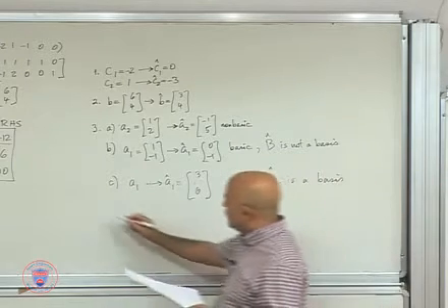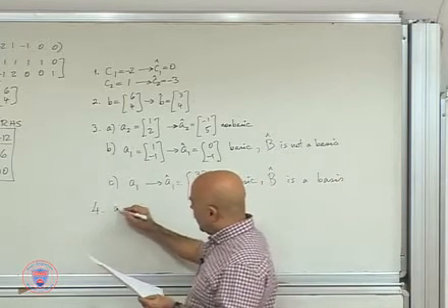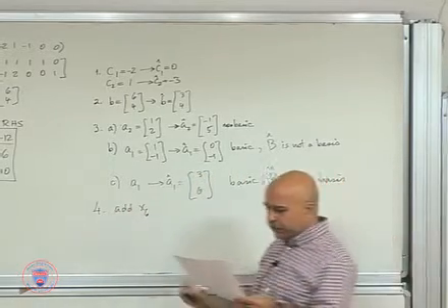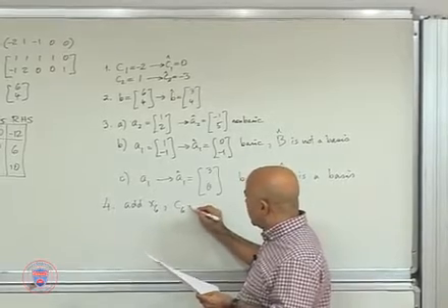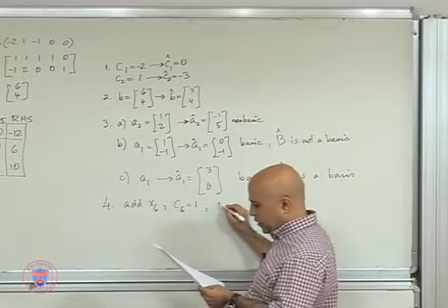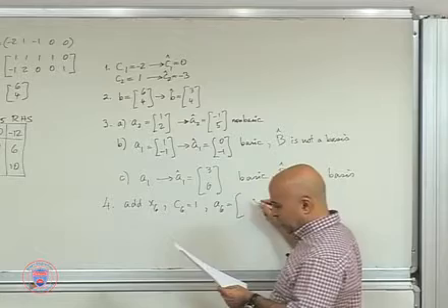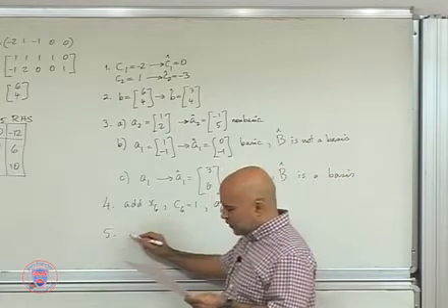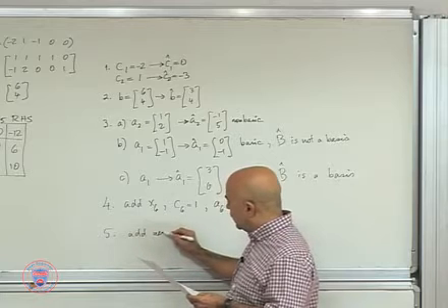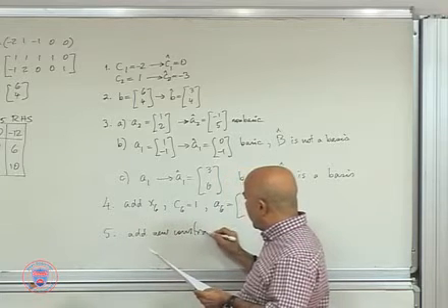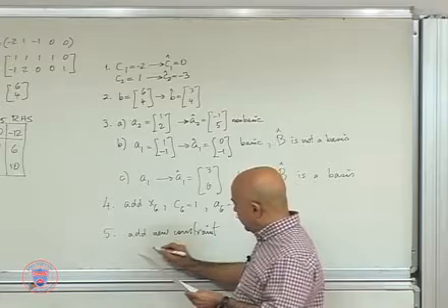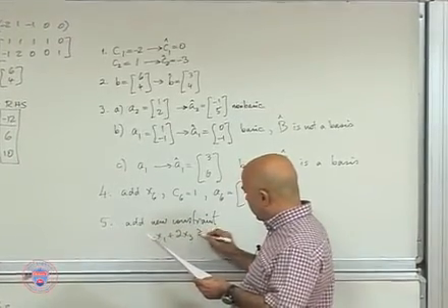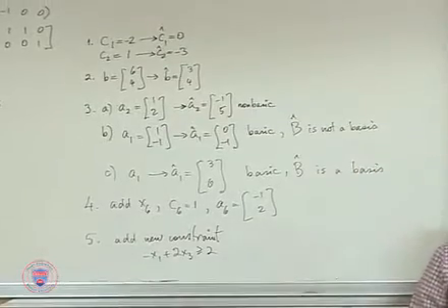Number 4. Add a new activity, x6, which is not in the problem, with cost parameters 1 and column -1, 2. And finally, we add a new constraint, which happens to be -x1 plus 2x3 greater than or equal to 2. That's the new constraint. Okay.